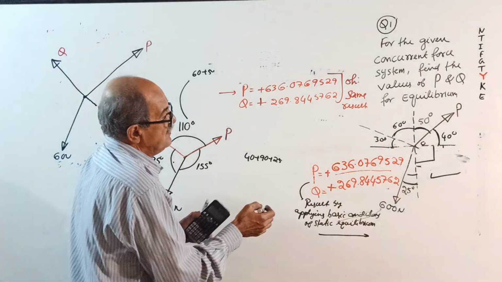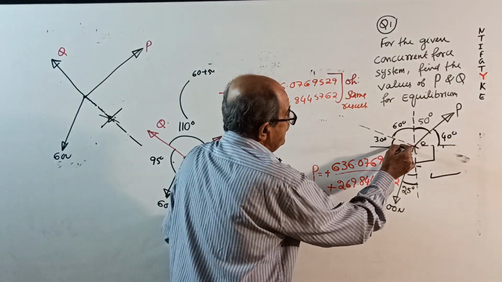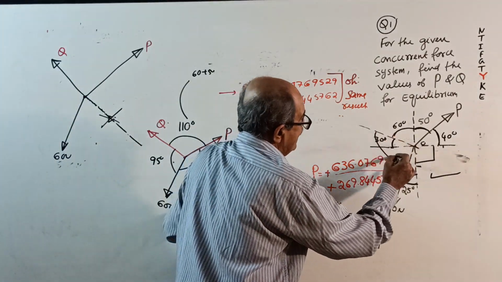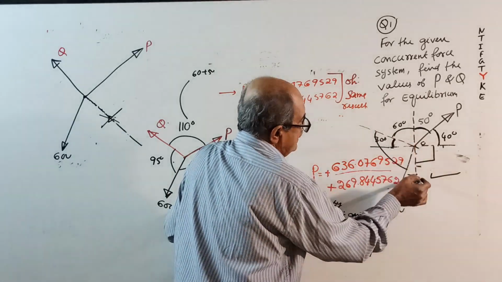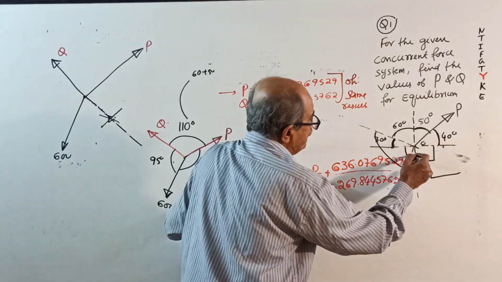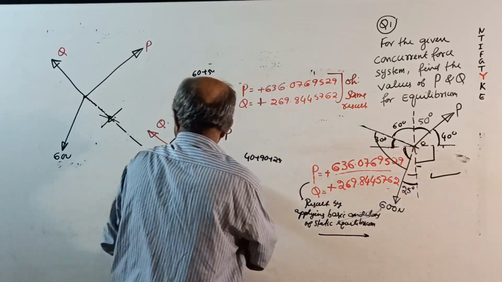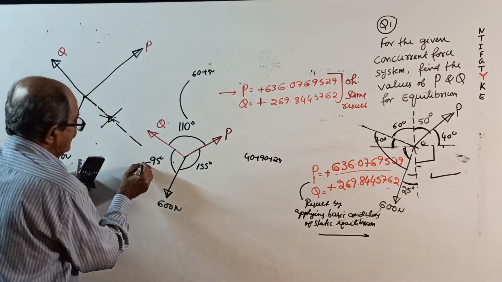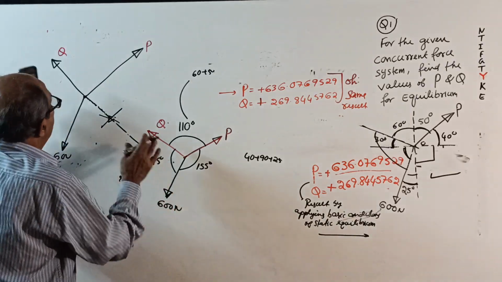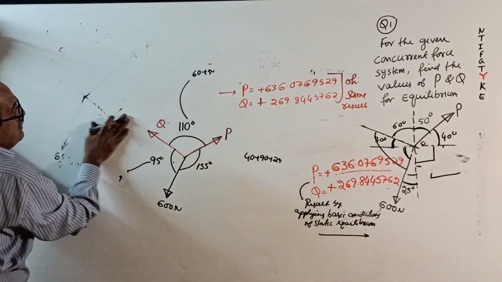Or you can do one thing. See, this is 30 degrees, and we want this angle. This is 25, this is 65 degrees. 65 plus 30 is 95 degrees. So you can write it yourself. Now, apply Lami's theorem.